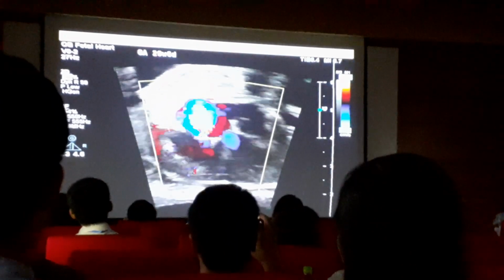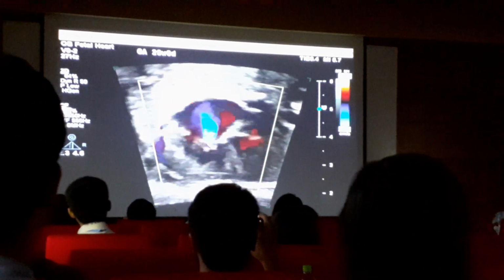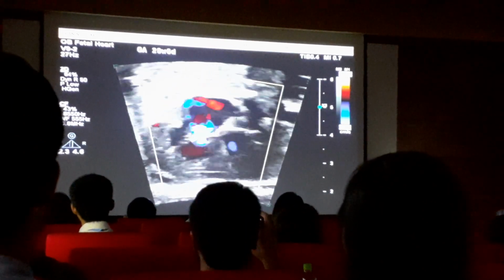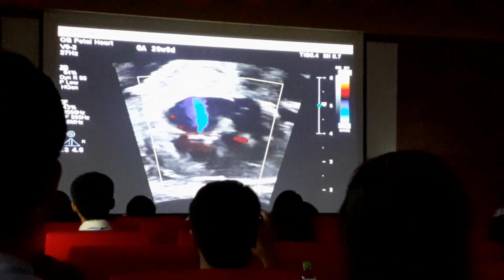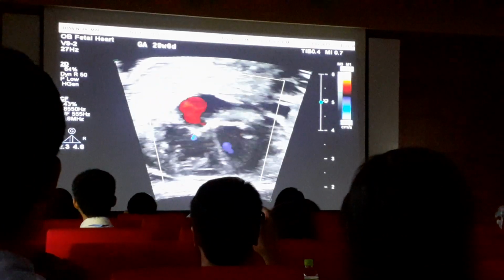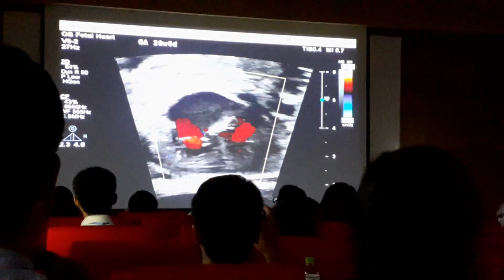Okay, so what do we see? Mình thấy gì? Yeah, so quite a bit of tricuspid regurgitation. Cái hở vành ba lá cũng khá là nhiều.